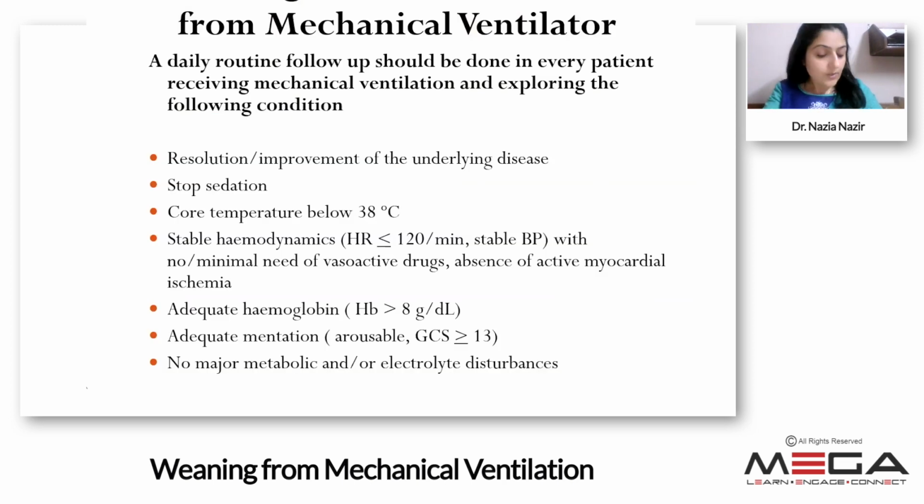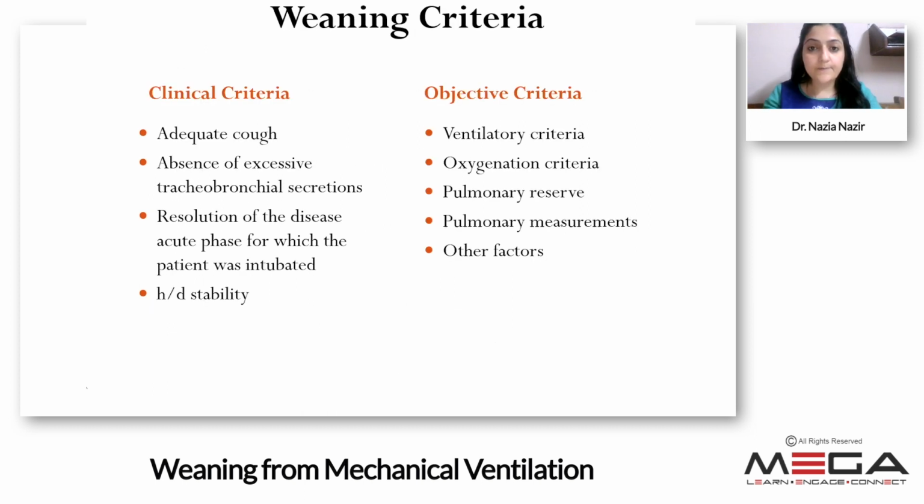We'll be talking about how to evaluate the patients who are to be weaned from mechanical ventilation. A daily routine needs to be followed in every patient, and the things to be seen are whether the underlying disease has been resolved or there is improvement in it. Give sedation vacations, check the core body temperature, and check the hemodynamics. The patient should have stable hemodynamics with the absence of any active myocardial ischemia, normal hemoglobin levels, GCS of 13 or above, and no major metabolic or electrolyte disturbances.